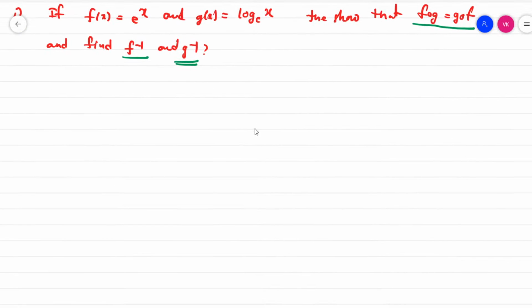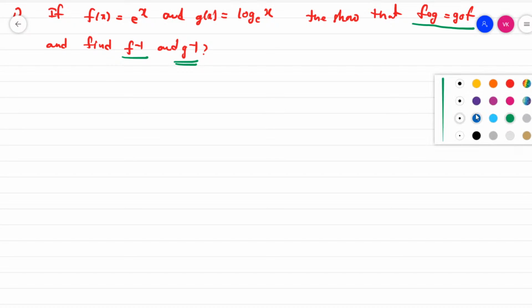Is my voice audible and is the screen visible? Please give your answers. If anyone is facing a problem, please reply as quickly as possible.